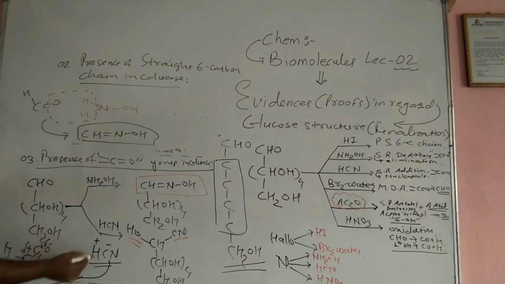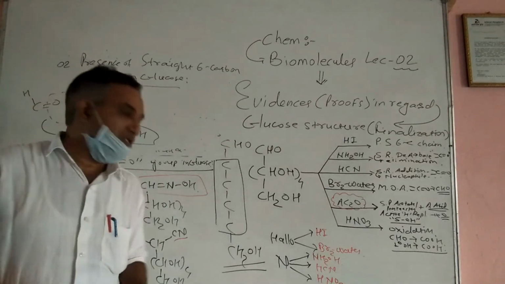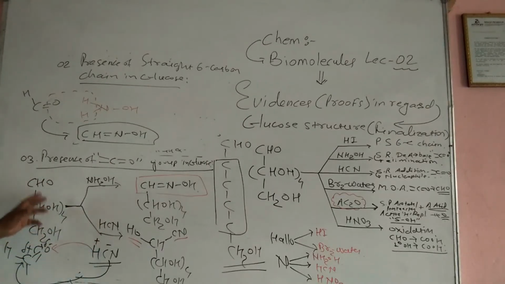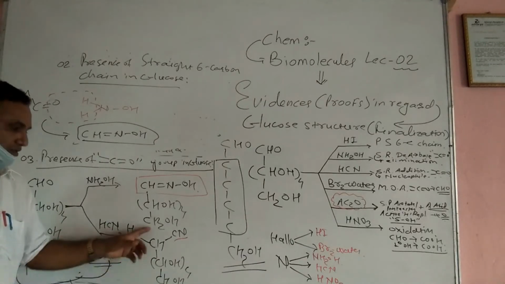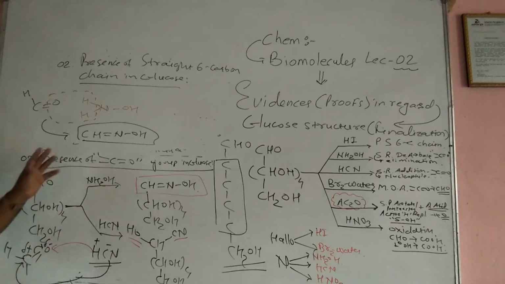Because this H plus goes towards the negative part. Like this. So this is the addition reaction. This reaction of hydrogen cyanide with the glucose results in the formation of cyanohydrin. It means that the glucose possesses or has the carbonyl group.